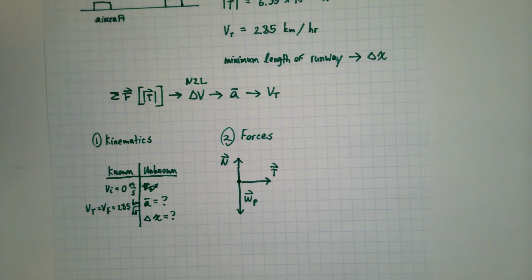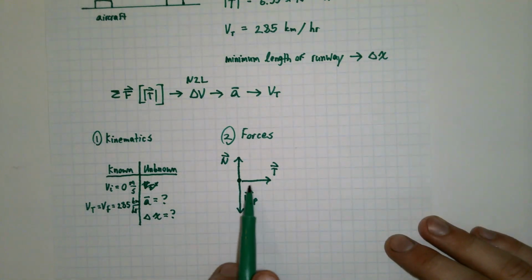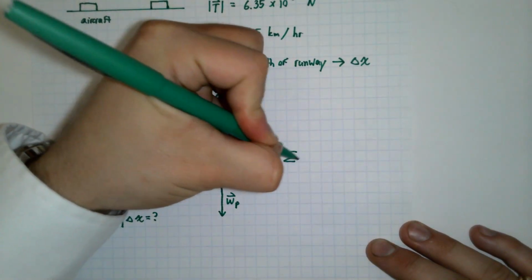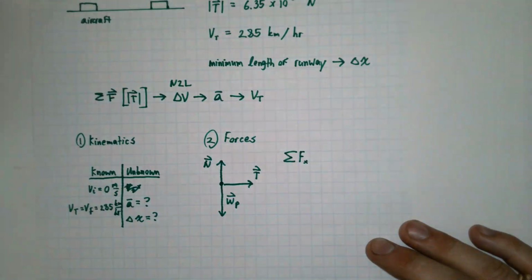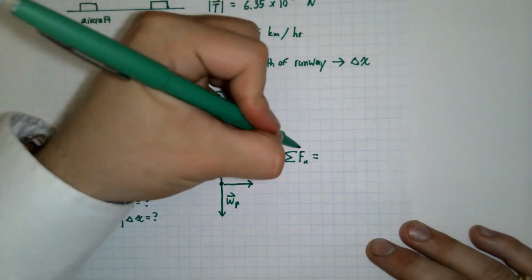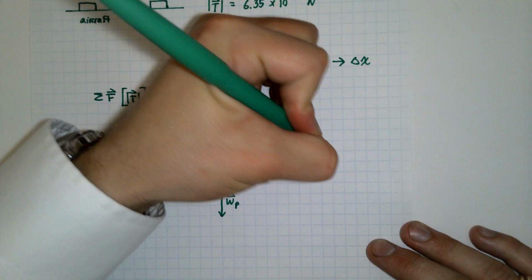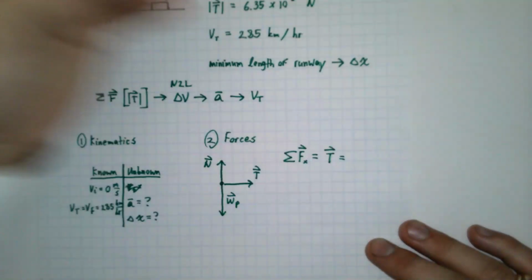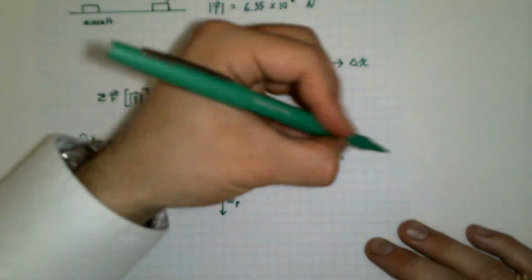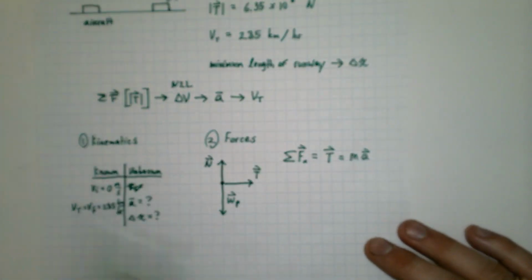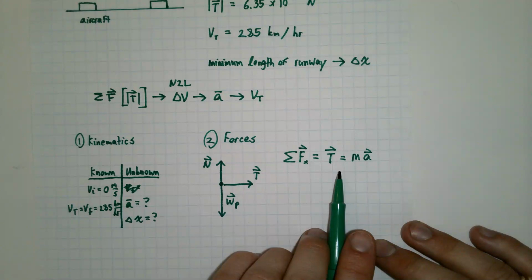The forces we're concerned with are those in the horizontal or x dimension. The only force there is thrust. So we'll look at the sum of the forces in the x dimension, those forces that are causing it to reach its takeoff velocity. The only force is the force due to thrust. That's all the forces. F equals mass times acceleration, or the net force equals mass times acceleration.